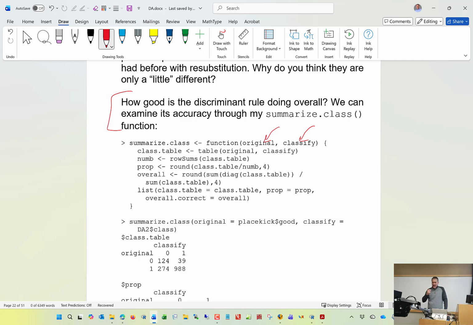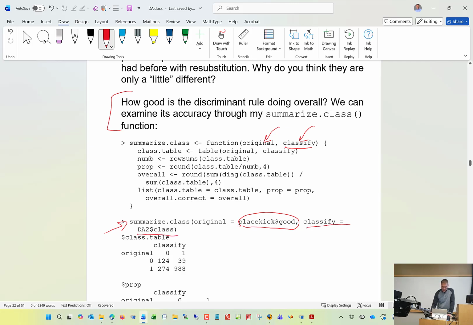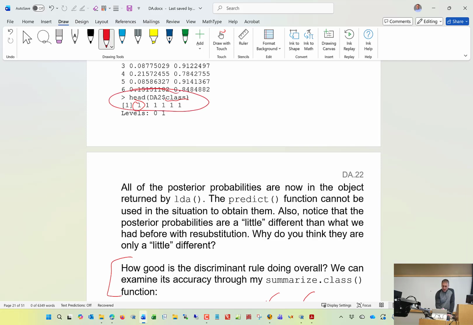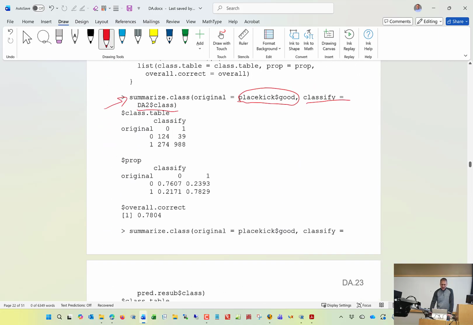The first argument in this function is called original, meaning what was the observed group for those observations in that data set. And then the second one is classify, meaning what are we predicting it to be based upon the discriminant analysis. So I can run this function with summarize.class original, place kick, $good. So again, what was actually observed. Classify is equal to DA2 $class, which is exactly what we saw right there. That came about through cross-validation. So R is going to do some calculations, and this is what's returned.